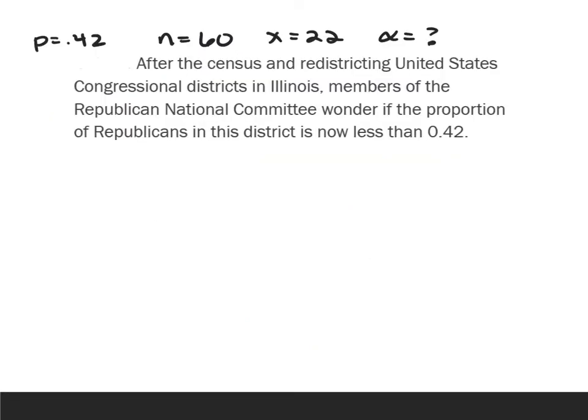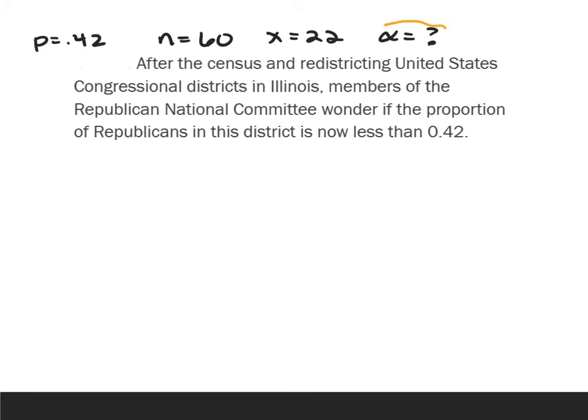All right, so I've pulled out our important pieces that we talked about on the previous page when we had our entire problem written out. We were told that before the census, the proportion of registered Republicans was 0.42. They did a sample of 60 people, got that 22 of them were registered Republicans, and now we're wondering if it is less than 42%.